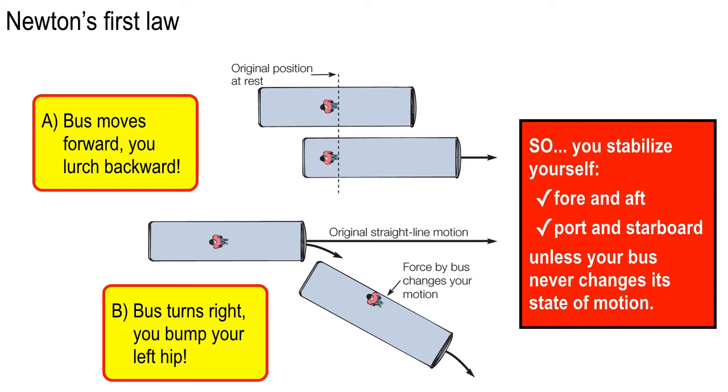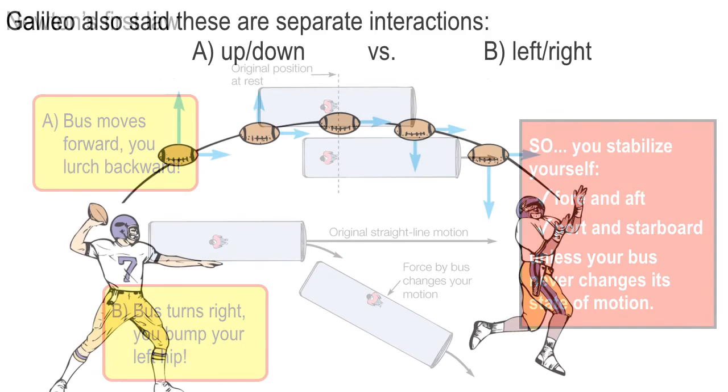Unless your bus never changes its state of motion, but if that's the case, then you're off. It's like the permanent home run out in space. You're just going to keep on going. So we don't have any shuttle buses like that. So this is the law where you have to stabilize yourself in the aisle of a bus and stuff like that. Anytime you turn in a car, that's an accelerated system, making a turn.